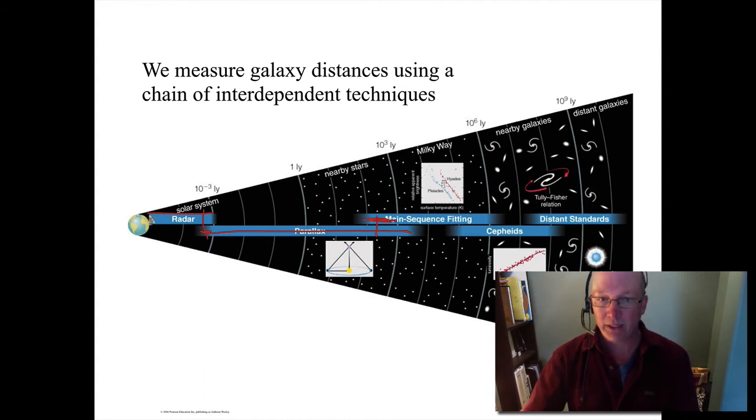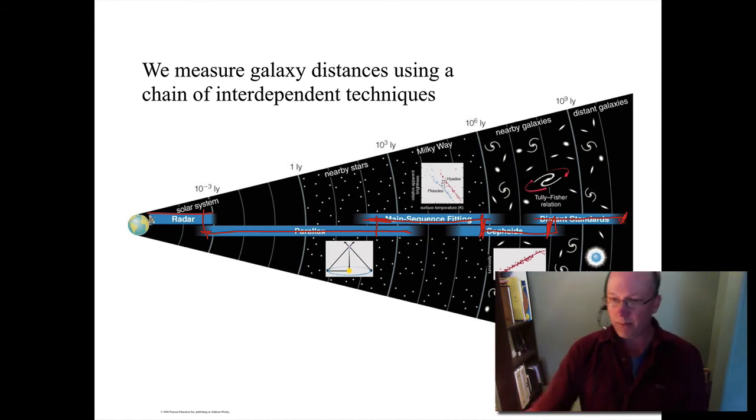The main sequence fitting, which is the HR diagram, takes us out to the point where we can look at clusters that have Cepheid variables in them. Cepheid variables are things you can see in nearby galaxies, so we can get out to some of the kind of nearby galaxies. Nearby galaxies are ones that have supernova in them, we know the distances from Cepheid variables, and then once we've got that, the distance standards get us out to distant galaxies.